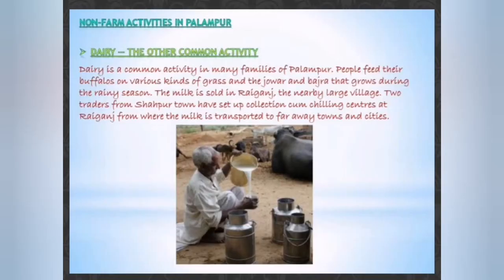One of the most important non-farm activities in our village Palampur is dairy. Dairy is a common activity in many families of Palampur. People feed their buffaloes on various kinds of grass and the jowar and bajra that grows during the rainy season. The milk is sold in Raiganj, the nearby large village. Two traders from Shahpur town have set up collection cum chilling centers at Raiganj, from where the milk is transported to faraway towns and cities.